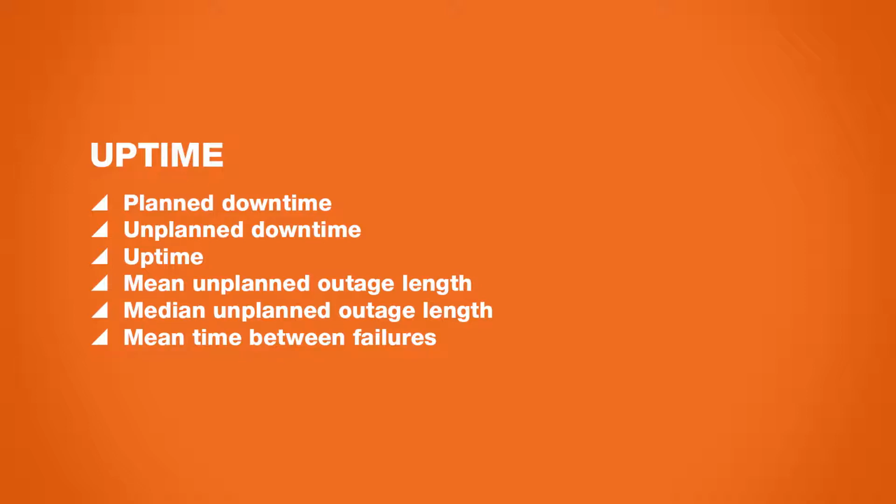Median unplanned outage length is the length of the outage halfway between the shortest and the longest outage. Mean time between failures calculates the average amount of uptime between the unplanned outages. It is the total uptime divided by the number of outages.